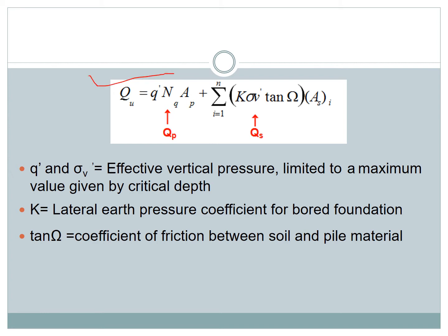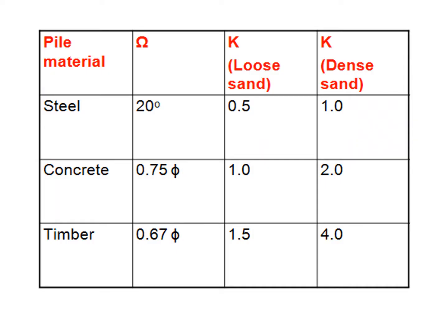So this is the final equation for a pile driven in sand soil by the static formula: Q equal to q Nq Ap plus K sigma v tan delta As, where q is the end bearing resistance, Nq is the Terzaghi bearing capacity factor, Ap is the area of the pile, sigma v is the effective vertical pressure, tan delta is the coefficient of friction between the soil and pile material, and As is the surface area.